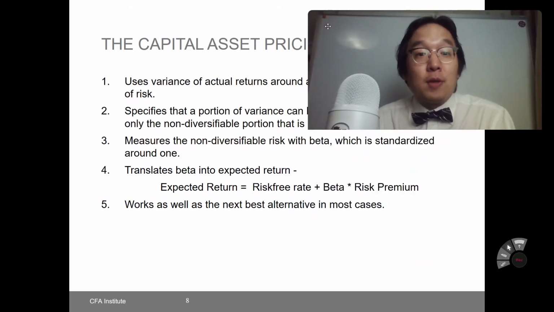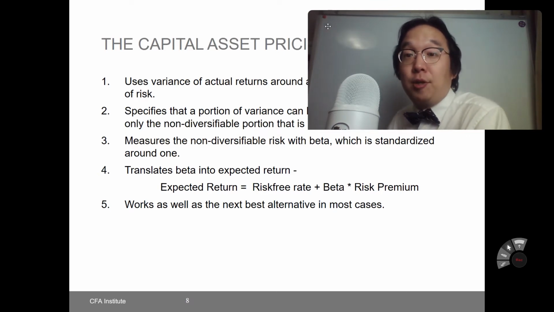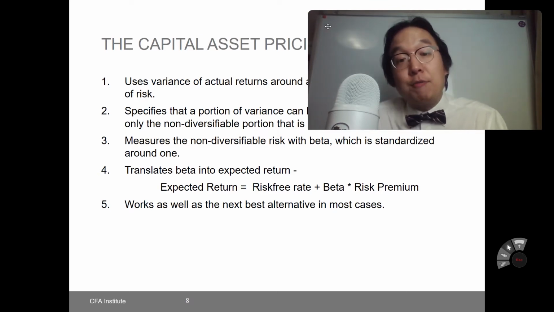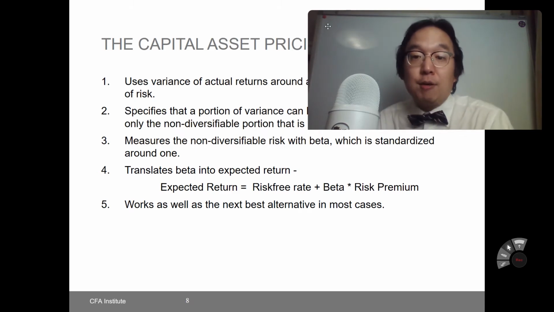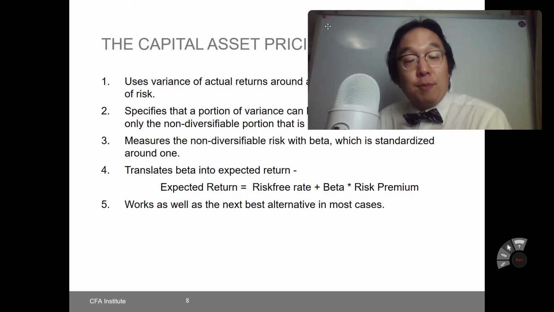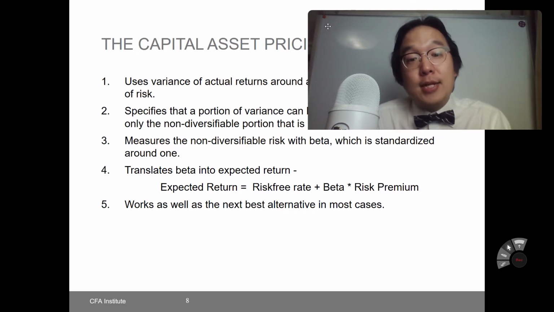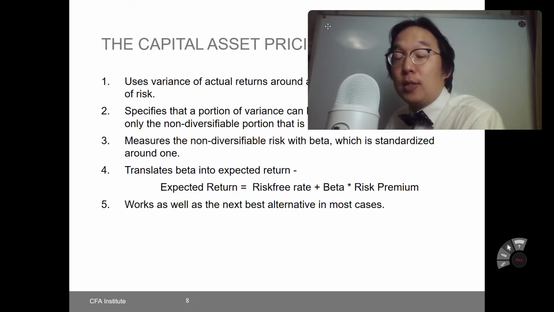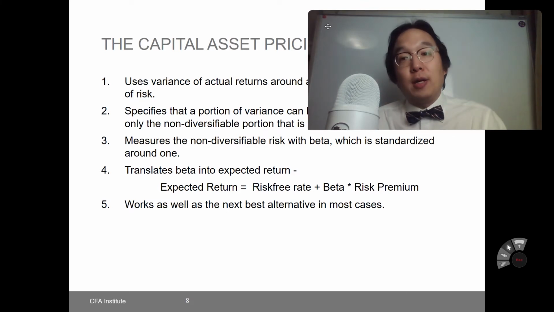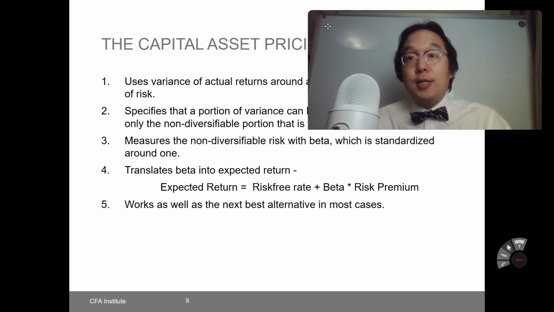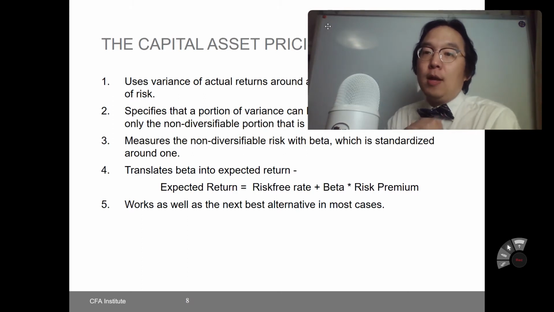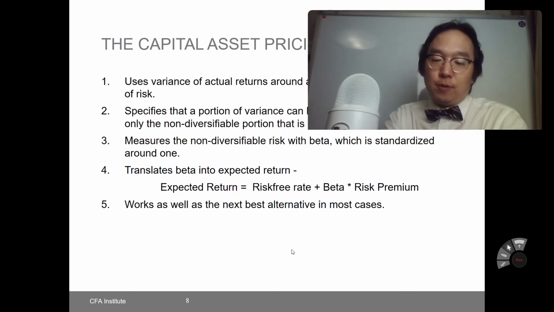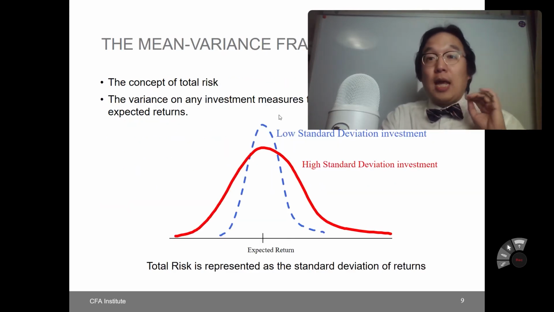Number 4, it translates beta into expected return in a nice format like this: expected return equals the risk-free rate plus beta times the risk premium. Number 5, it works as well as the next best alternative in most cases. More sophisticated models keep coming up, but this simple model still takes you a long way. That's the strong point of the capital asset pricing model.